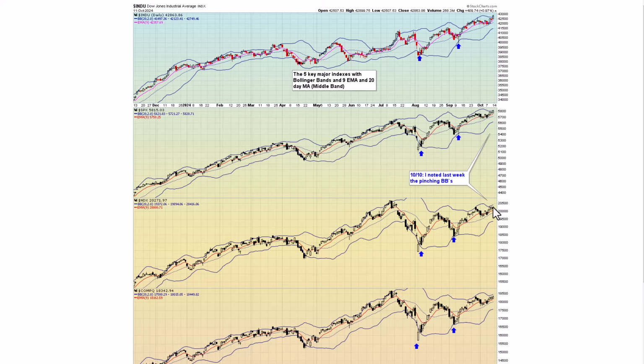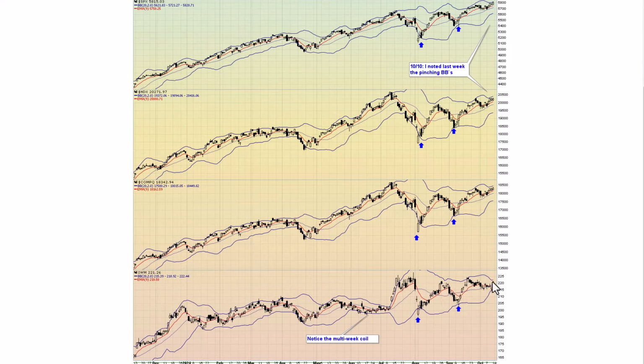The NASDAQ is still lagging here. And of course, the Russell is as well. The Russell here is potentially coiled up.